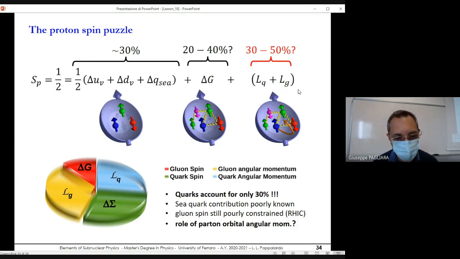So this is the spin puzzle, the proton spin puzzle. So we have many contributions: the gluon spin, the quark spin, and then the quark angular momentum and the gluon angular momentum. So to summarize, quarks account only for 30% of the proton spin. The sea quark contribution is poorly known. So this one here is still poorly constrained from experiments. The gluon also. There is a measurement from RHIC, mainly at Brookhaven. But again, the uncertainty is still quite large. And then the big question mark is about the role of the orbital angular momentum.